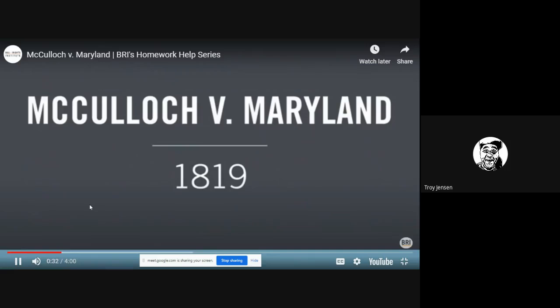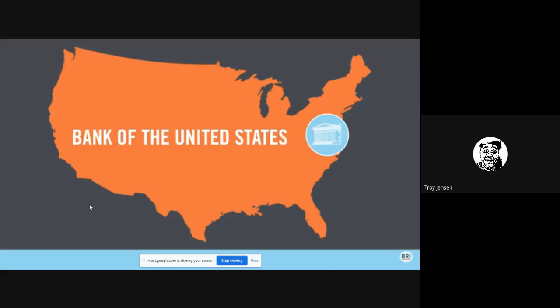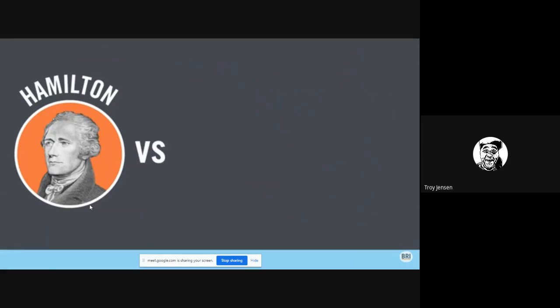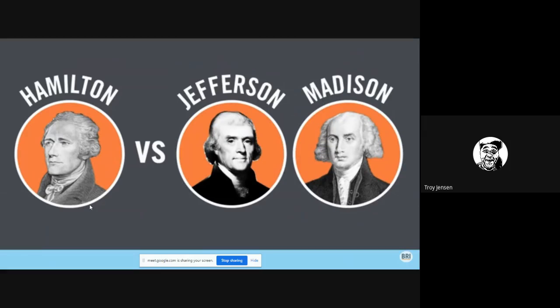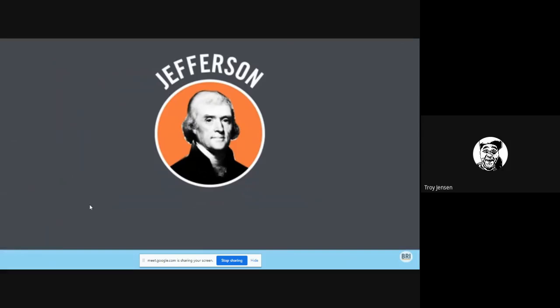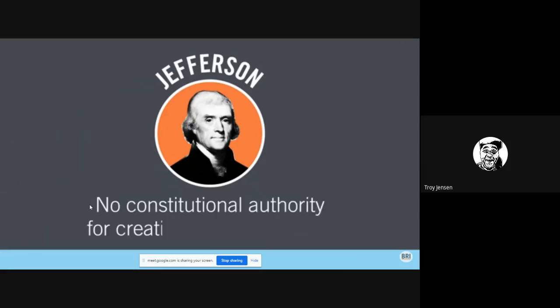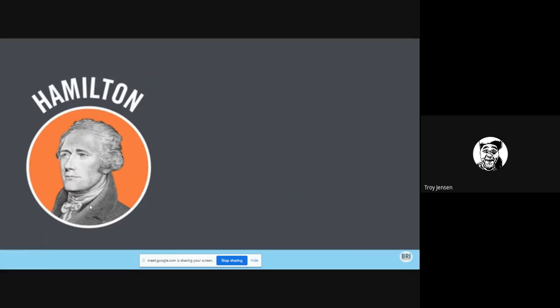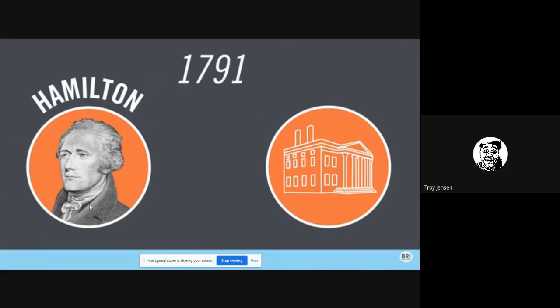But to understand this case, we need to take a quick look at the history of the Bank of the United States. The creation of a national bank was one of the hottest issues at the founding of our country. Alexander Hamilton was pitted against Thomas Jefferson and James Madison. It was the founding father rivalry of the century. Hamilton supported the founding of a national bank for the purpose of controlling the nation's finances. Jefferson, on the other hand, opposed the national bank because he thought there was no authority in the Constitution to create one. Round one would go to Hamilton, as Congress chartered the first national bank in Philadelphia in 1791. The fight, however, was far from over.